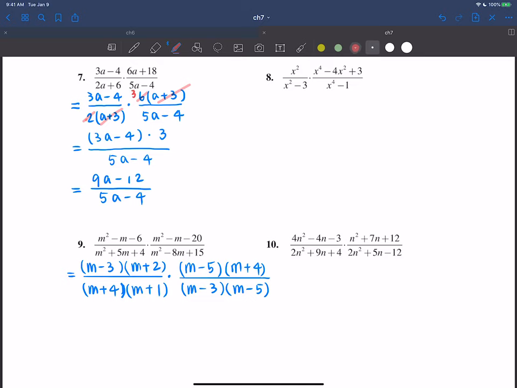And now let's cross out common factors. The most satisfying part. n minus 3 and n minus 3, n minus 5, n minus 5, n plus 4 and n plus 4. That's everything that we can cross out. We have n plus 2 over n plus 1 left. And that will be our final answer to number 9.